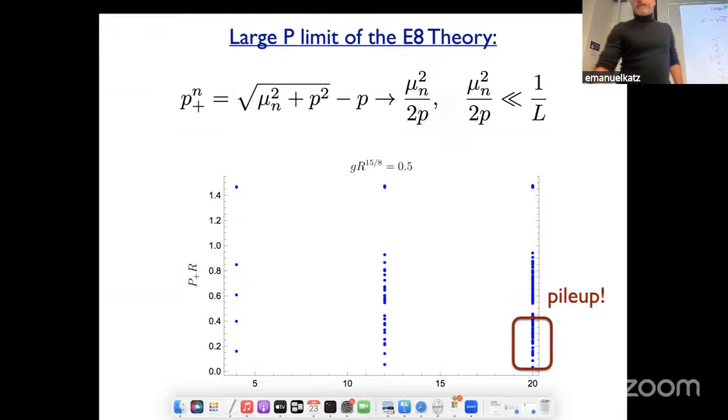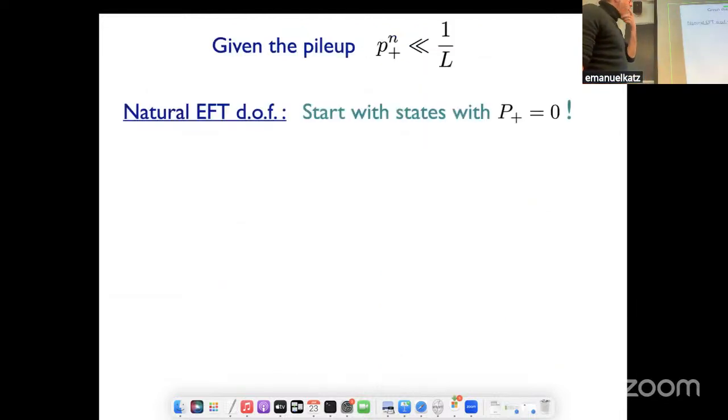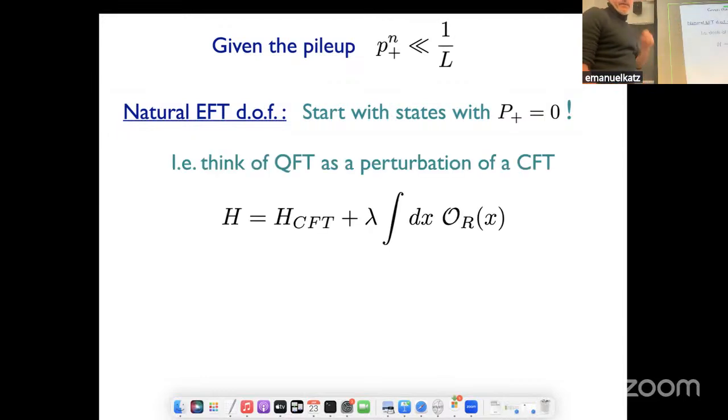And so it makes sense maybe to guess that given this pileup, the natural effective field theory degrees of freedom are states which start out with having no light cone energy. So what are those states? For example, in this model, you have a massless fermion, there's left movers and there's right movers. And these states are the states that are made entirely of left movers. So not left movers and right movers, but just left movers.